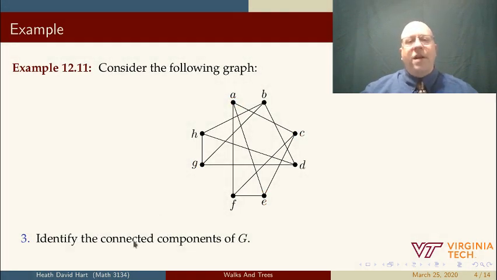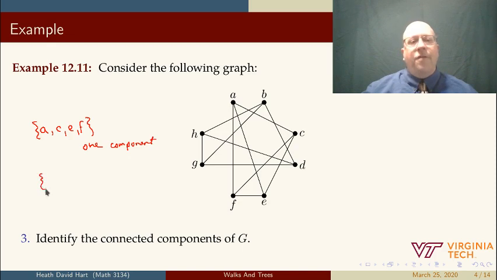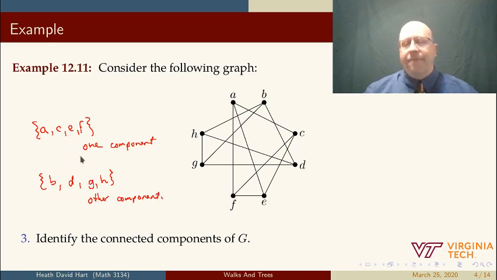So if we want to identify the connected components of G, we just did that on the previous slide. A, C, E, and F form one component, and then the other vertices, B, D, G, and H, form the other component. But there is no interaction between these two graphs, and so each of these is a separate component.